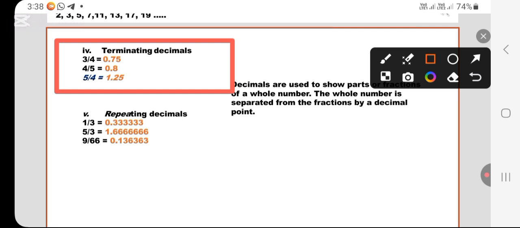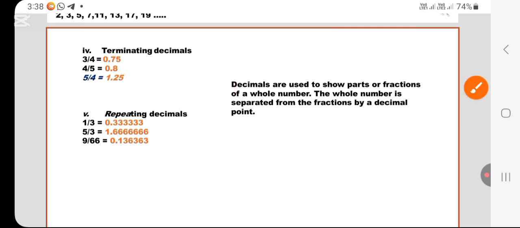When you divide 4 by 5, you have the answer 0.8. When you divide 5 by 4, you have the answer 1.25. So let's move to another type of rational numbers.